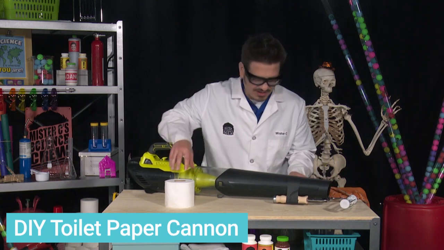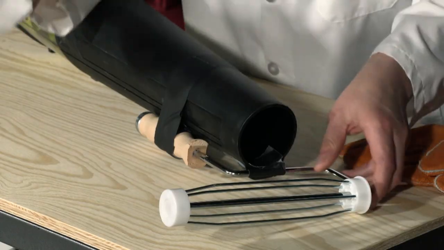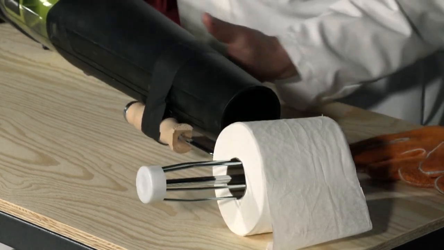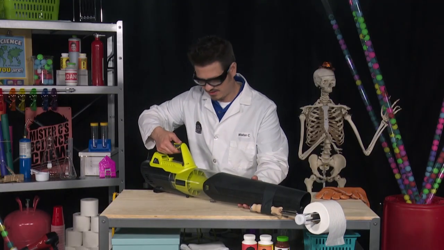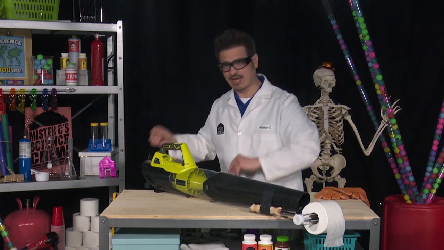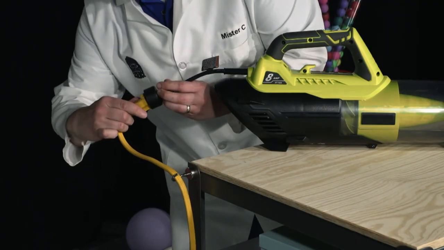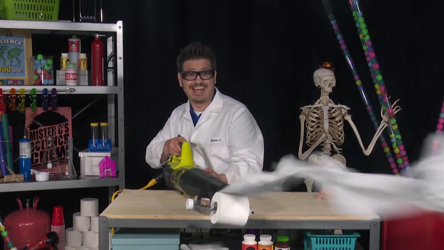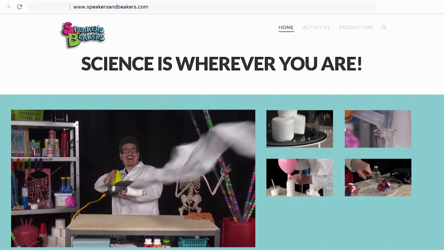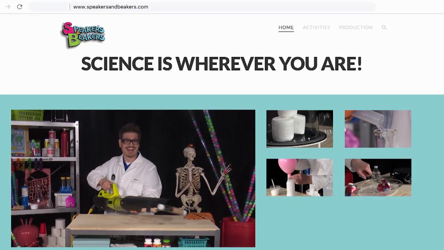Got the tape on, the paint ruler's ready to go. Now we add our toilet paper. And now we see if it works like they said it would. What? What's wrong? Aha, gotta plug it in. Then I share them with the world, online, on air, really everywhere.